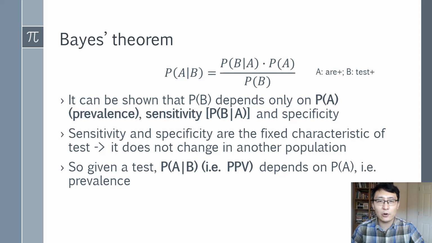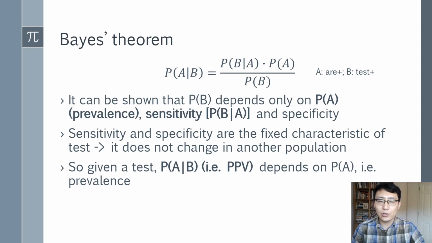So this formula tells you the probability that you are positive given that the test result is positive. If we use this formula, we can calculate that probability, and it can be further shown that probability B, the probability of a positive test, depends only on PA, which is prevalence, sensitivity, and specificity.